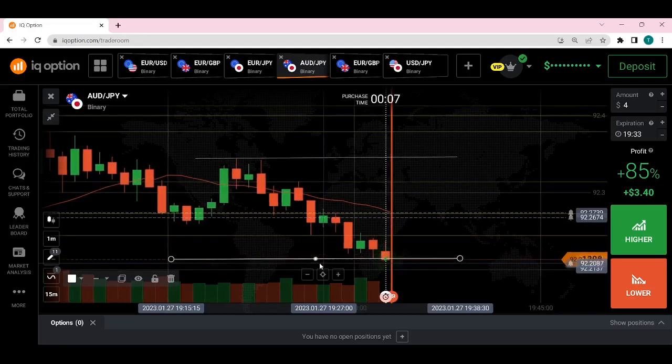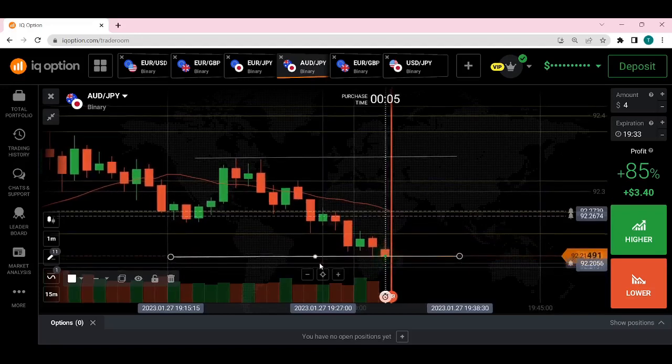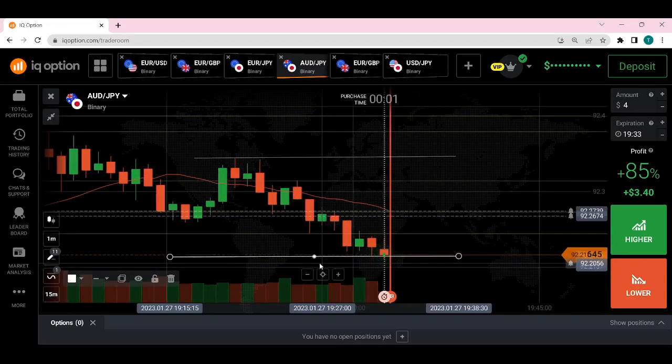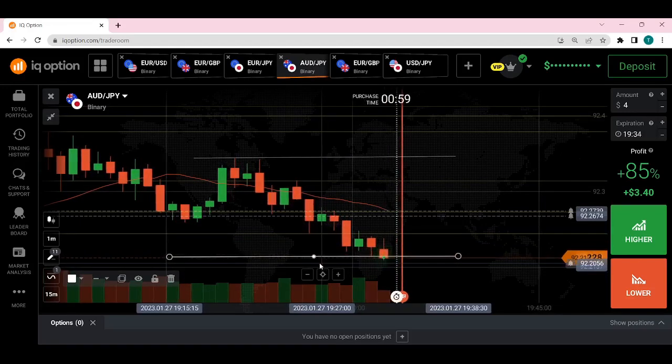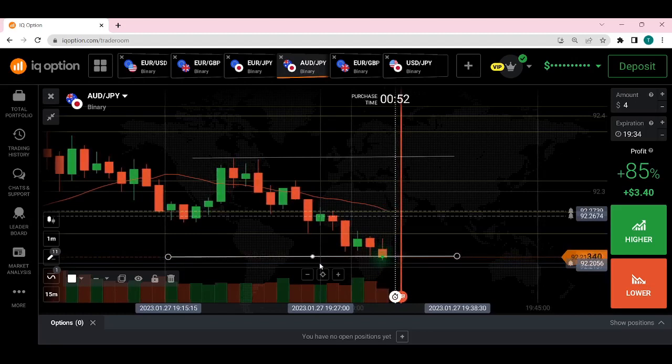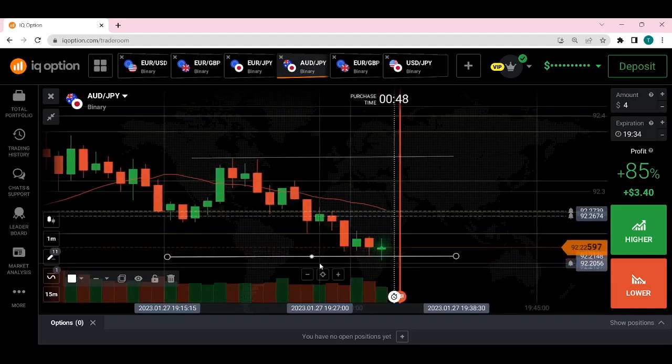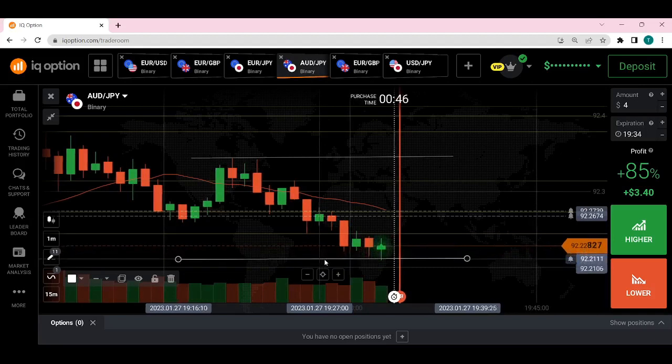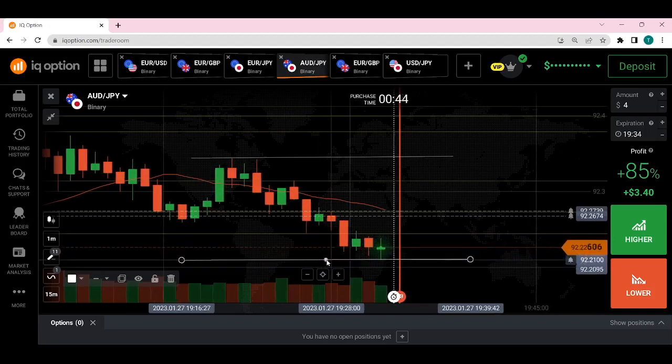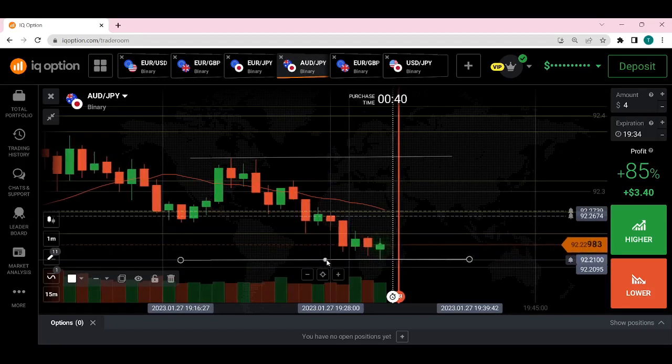In this 1 minute strategy, entry level is very, very important. If entry level goes wrong, then we can't do anything. So when I was placing, I was thinking it was at the top, but what happened? The market just pulled down. Okay, so it is forming a new low. Still it is forming new low. Okay, let's see.